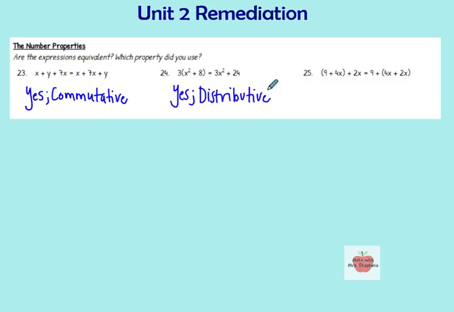In the last one, number 25, 9 plus 4x is in parentheses, plus 2x, equals 9 plus 4x plus 2x is now in parentheses. The grouping is what changed. Which property says we can change the grouping when adding and multiplying? The associative. So yes, this property was used correctly, and it was using the associative property.